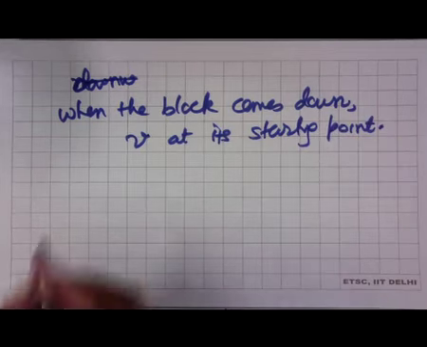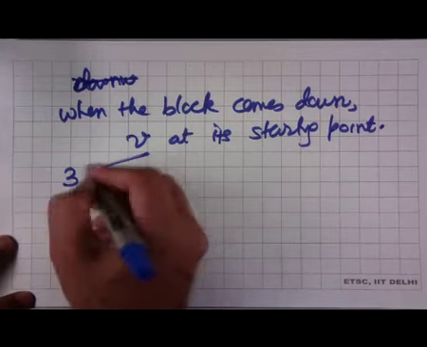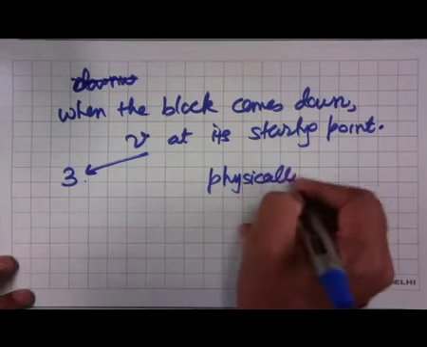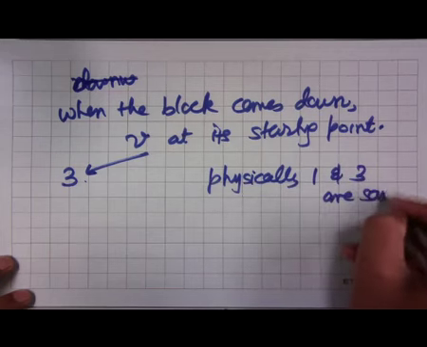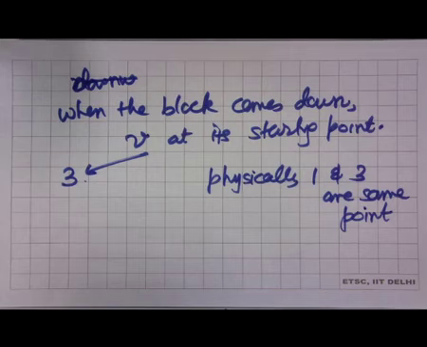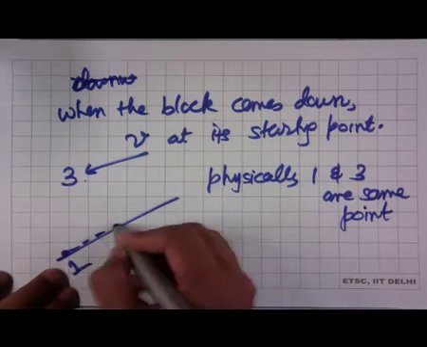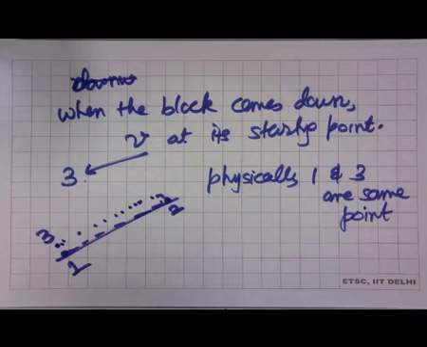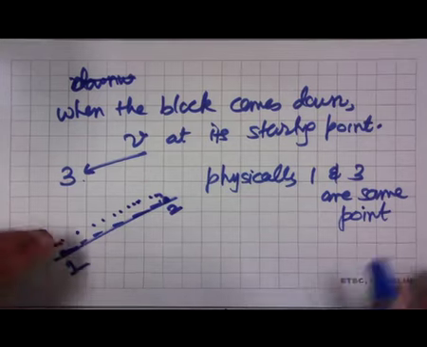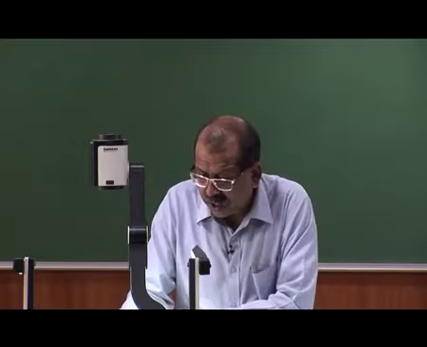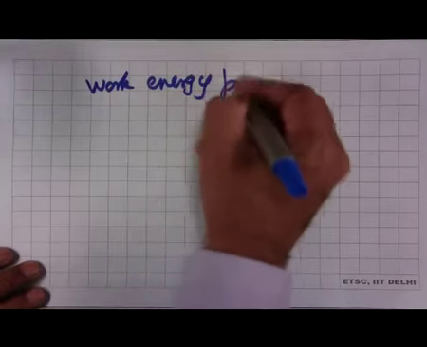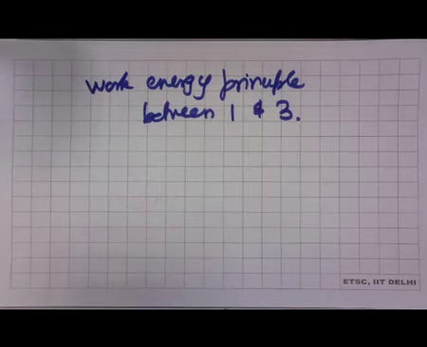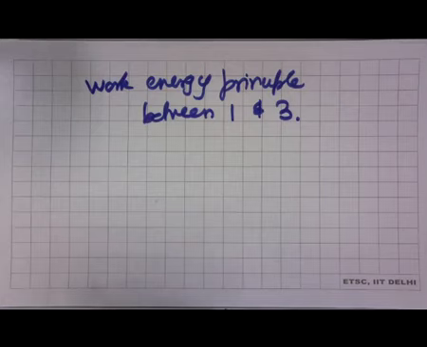So, let us call the position when it returns to the starting point 3. Now, physically 1 and 3 are the same point, but the block starts from 1, moves up to 2, and after that it comes back down to 3. So, let us apply the work energy principle between 1 and 3.